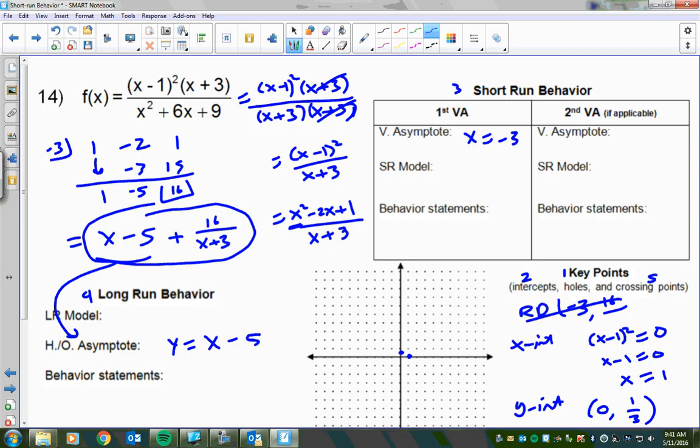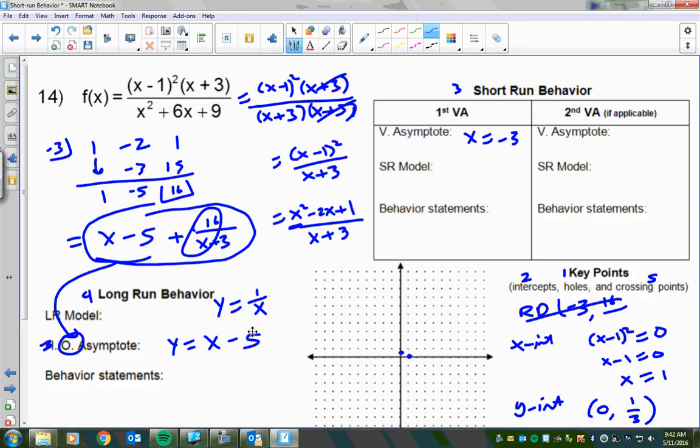And when I say the long run, I say it that way because it could be horizontal or oblique. In this case, it's oblique. That's obviously not a horizontal line, but that's always the case. This is always your asymptote, and then this will tell you your model. And that's a positive 1 over x for the model.